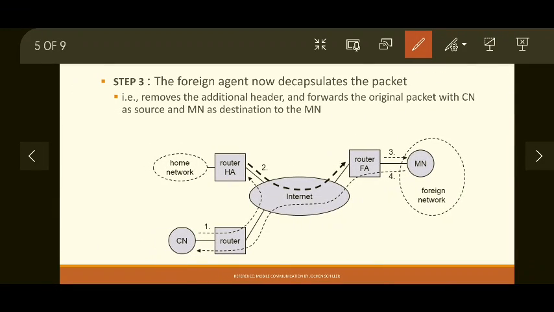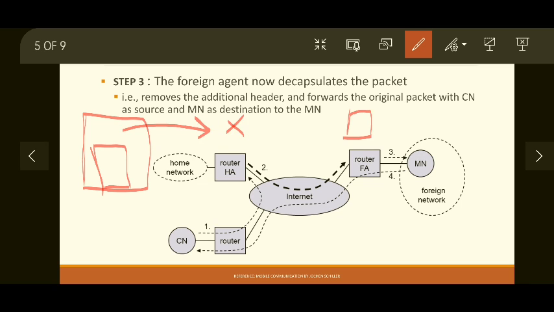Now in step 3, the foreign agent decapsulates the packet. Decapsulation means what it has received is a packet inside a packet. So what it does is remove the outer packet. So it will obtain the original IP packet which was sent by the correspondent node.